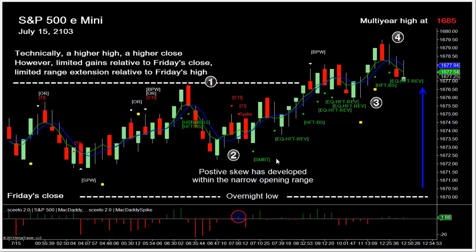The market is starting to show a lack of interest as trading volume has fallen off, the trading range has narrowed, and the rate of trade has become substantially below average. That concludes our trade strategy review for this Monday, July 15th.